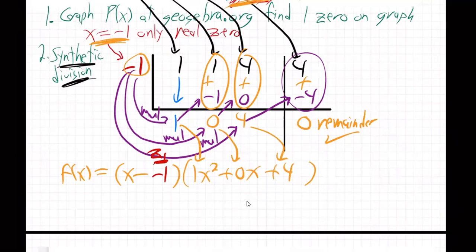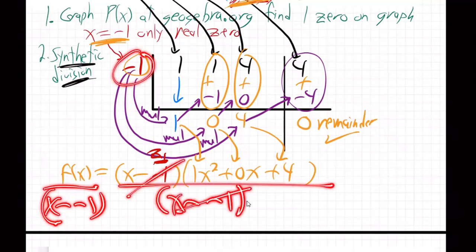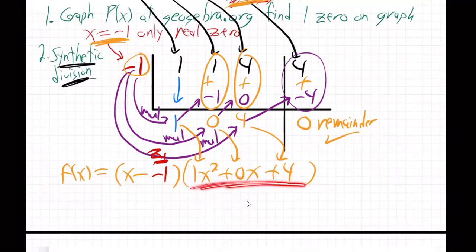Is that good? How do we know that? Well, we just took the function f of x and divided by x minus a minus 1. When I did this right here, which is like taking this and dividing by x minus minus 1, this is gone. This is what's left. That's what's happening right now. This is what's left. So we've partway broken down f of x. Now we have to break this down.